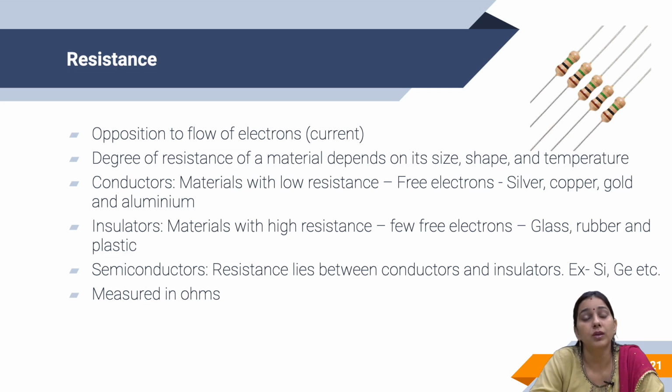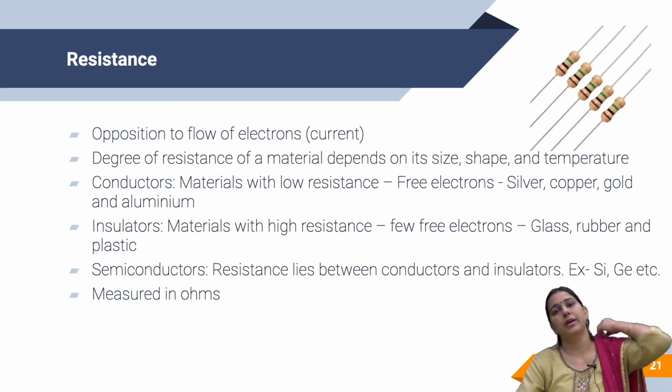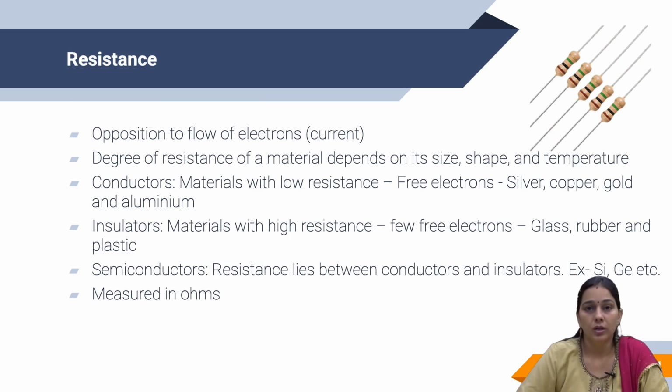When we talk about insulators, they are materials possessing a very high value of resistance. A high value of resistance implies that they will not allow current to flow across them. We can name insulators such as plastic, wood, etc. When we talk about semiconductors, the resistance lies between conductors and insulators, for example silicon, germanium, etc. The unit of resistance is measured in ohms.